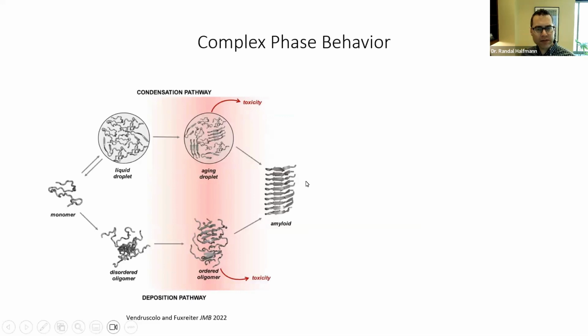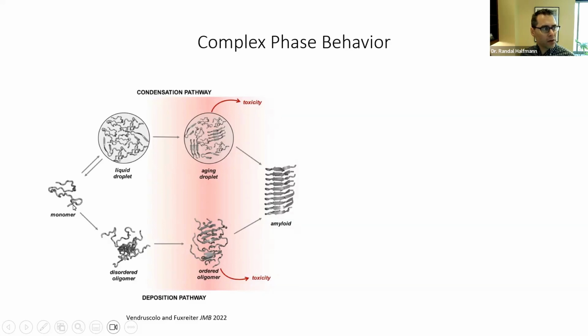And so what is complex phase behavior? I think anybody who's here is familiar with condensation and phase separation in a broad sense. This illustration is from a recent review showing that there's really two pathways to form a condensed state of proteins, a condensed multimeric state of proteins. Most of you are undoubtedly familiar with condensation, so liquid-liquid phase separation.